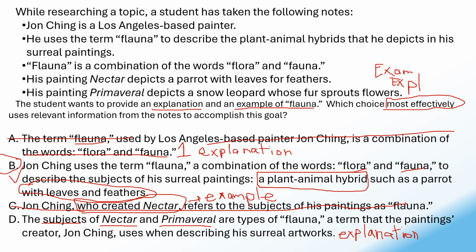And if you go back to the choice on here and you download this digital SAT, you're going to see that this was the answer. So I'm going to go ahead and highlight it for you. Fauna and flora described, explanation, a plant animal such as a parrot with leaves and feathers. He doesn't name it, but there it is. Okay, so I'm going to go on to the next one, and I'm going to show you on the next slide. I'm going to let you do this on your own. Okay?